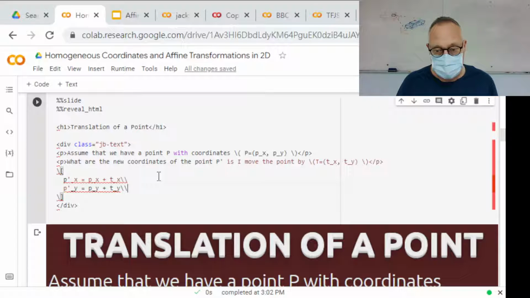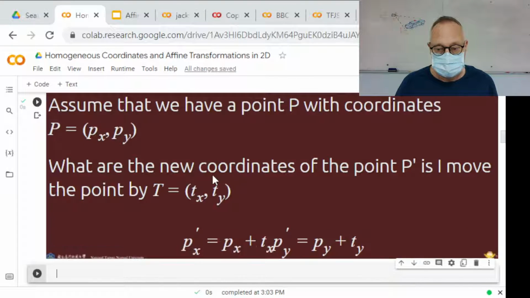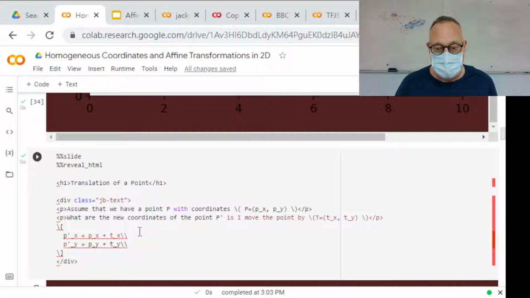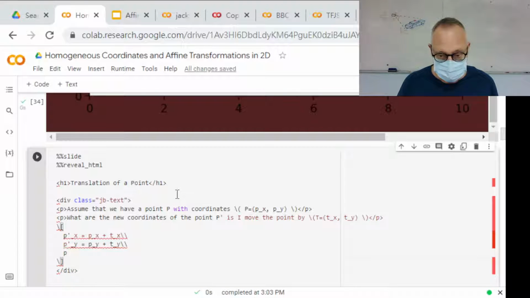Now, that's in 2D. In 3D, we have an additional Z coordinate.